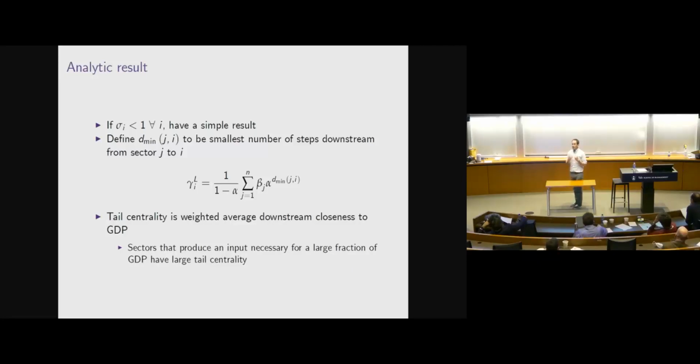Something like restaurants, where nothing is downstream of restaurants, they have essentially no tail centrality because nothing else relies on it. You shut down the restaurants, you don't shut down anything else. If you shut off electricity, everything's over.